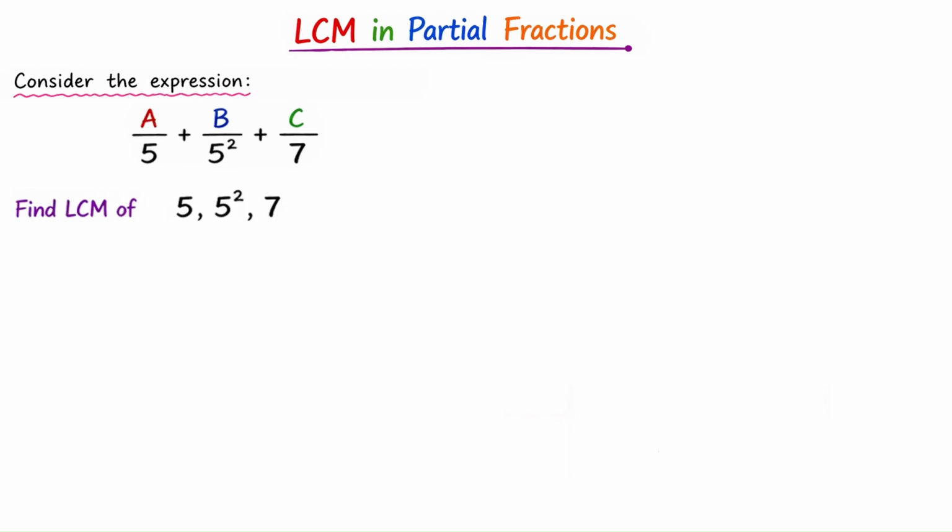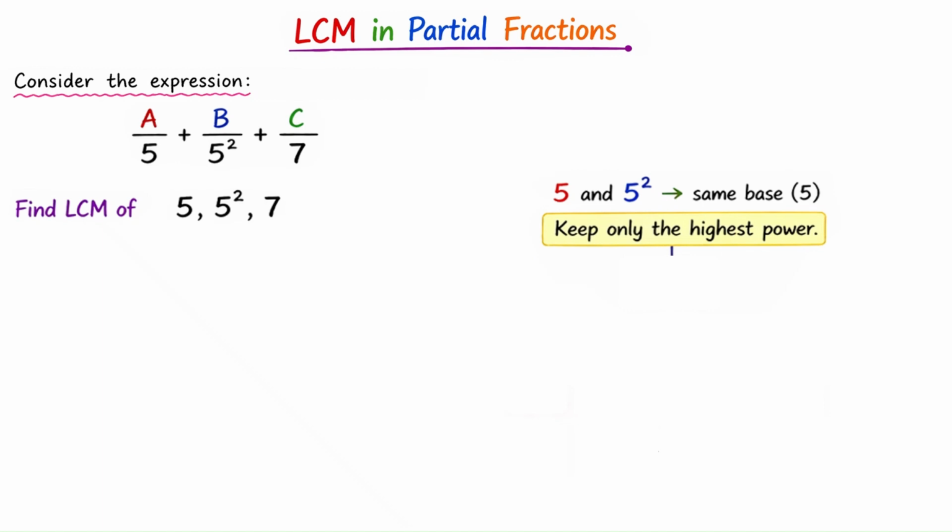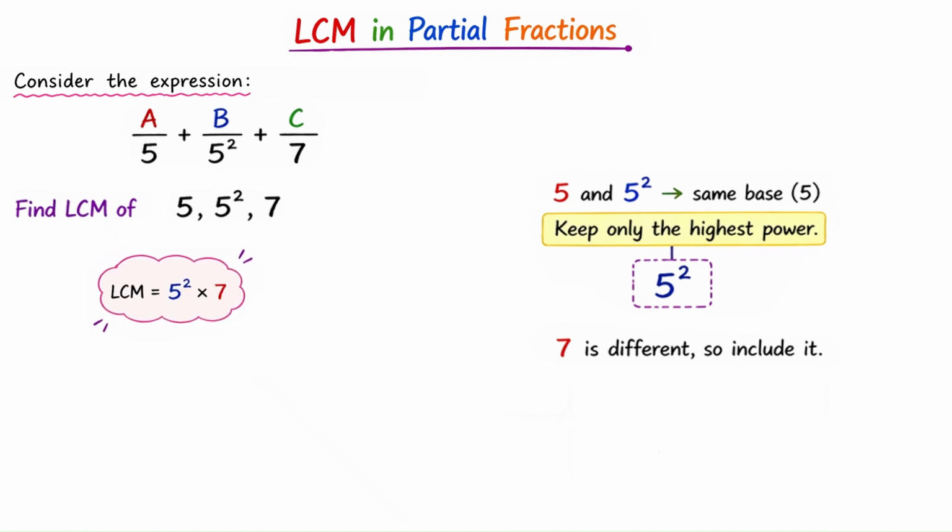Now observe carefully. We have 5 and 5 square. Both have the same base, which is 5. Whenever the base is same and powers are different, we keep only the highest power. So between 5 and 5 square, we keep 5 square. Then we also have 7, which is different, so we include it. Therefore, the LCM becomes 5 square into 7.